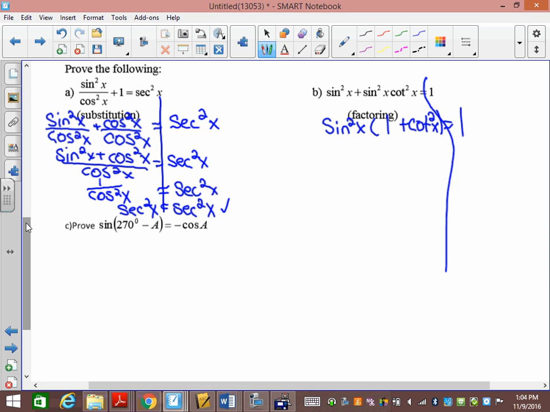This is why I told you need to know what's on your formula sheet. Because to me, I see 1 plus cotan squared x and I think something. You see that and go, oh no, I don't know what to do. What's 1 plus cotan squared x? Cosecant squared x. So we get sine squared x times cosecant squared x equals 1. What could I do? I need something to cross off so I get a 1. What's cosecant squared x? Yeah, 1 over sine squared x.